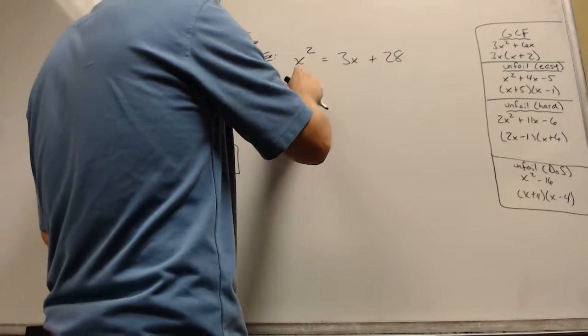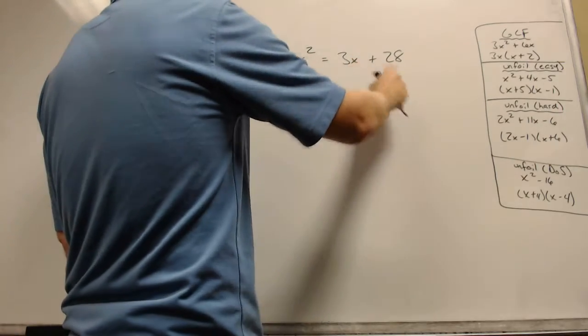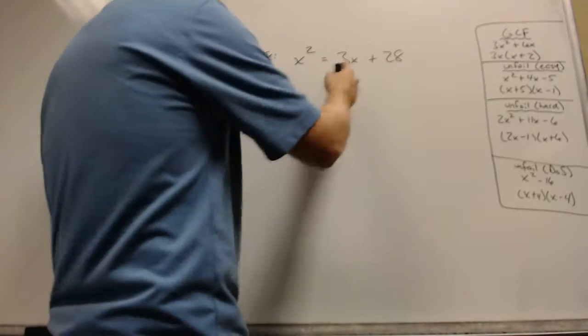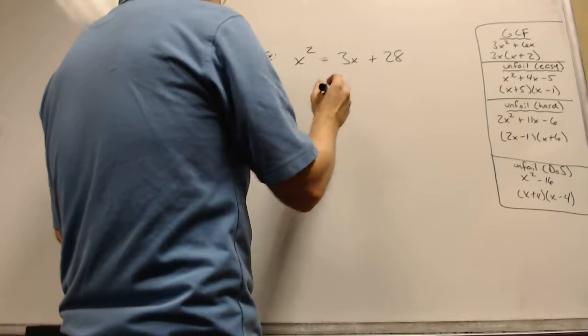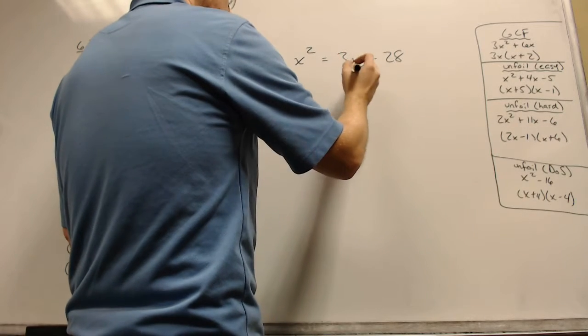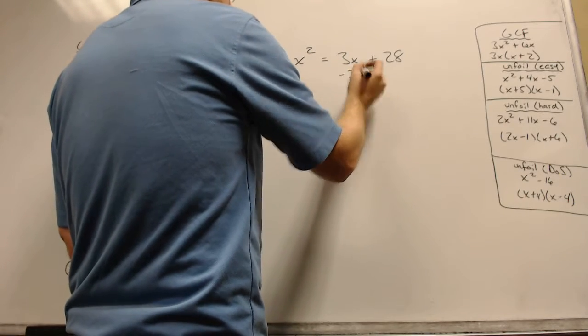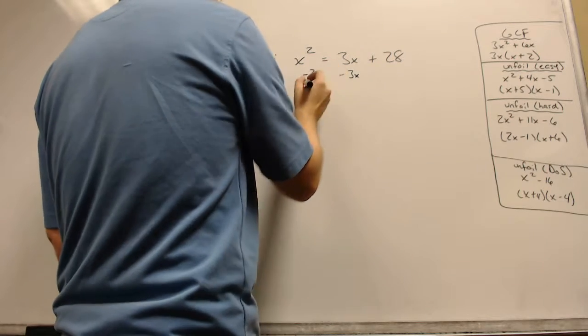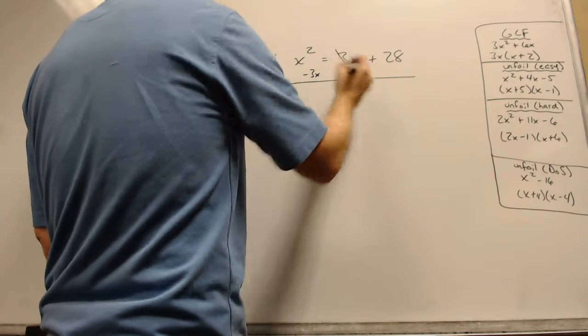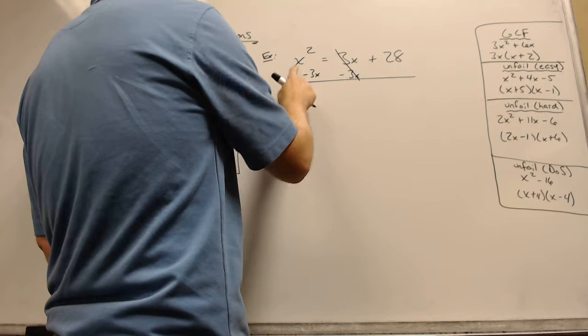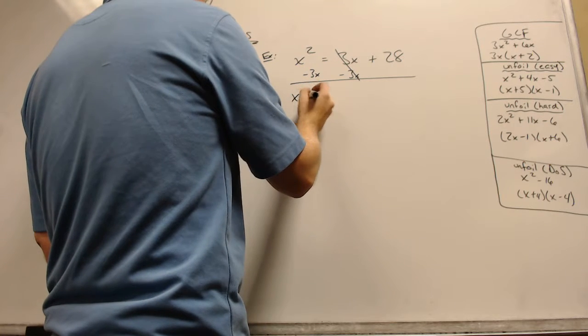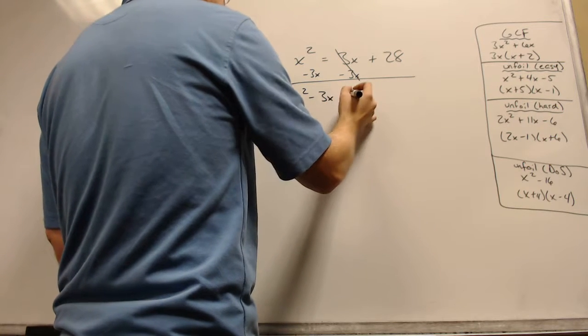So I'm going to keep it here, and I'm going to get rid of these other terms on this side of the equation, getting a 0 on this side. We can do it in 2 steps. I'm going to add a negative 3x. Those cancel out here. These two terms are not like terms, so the best I can do is write them side by side.